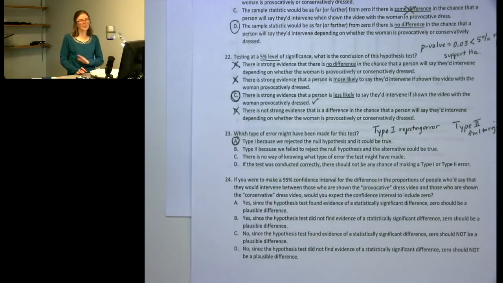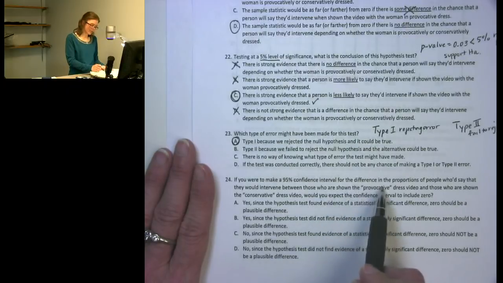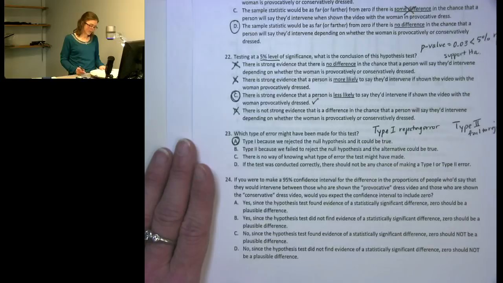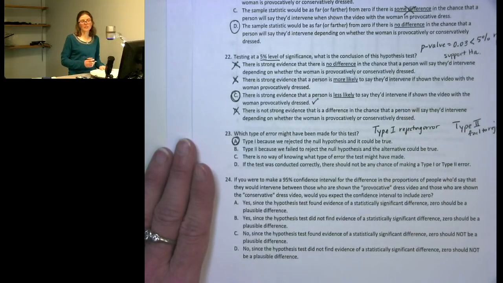And then the last question in this sequence: if we were to make a 95% confidence interval for the difference in proportions of people who said they'd intervene between those who are shown the provocative dress and those who are shown the conservative dress video, would you expect the interval to include 0? Now remember, we rejected the null hypothesis that the difference in proportions is equal to 0. And so, based on our data, we wouldn't be wanting to reject that if that were a plausible difference.